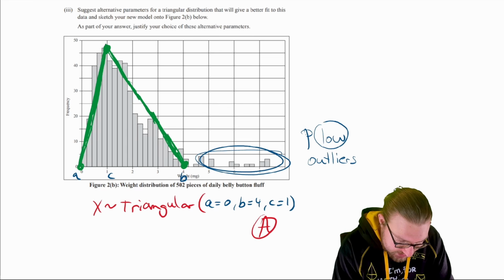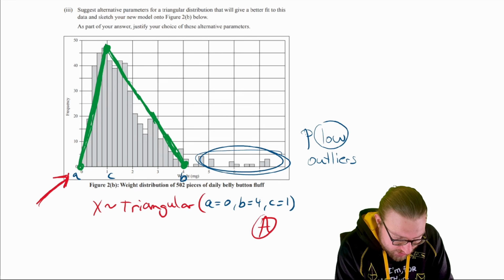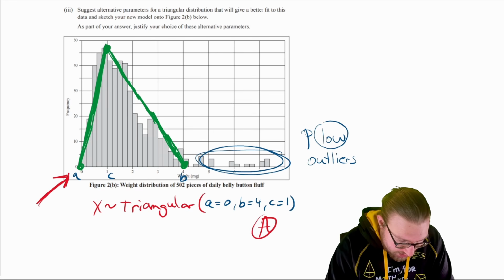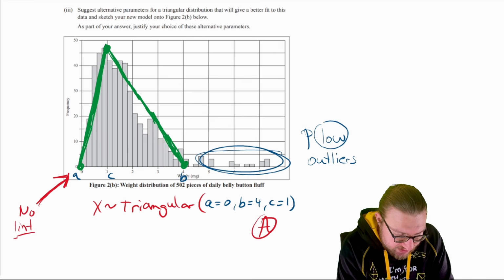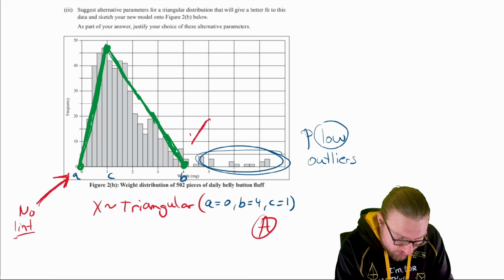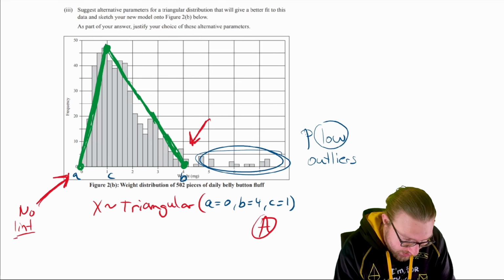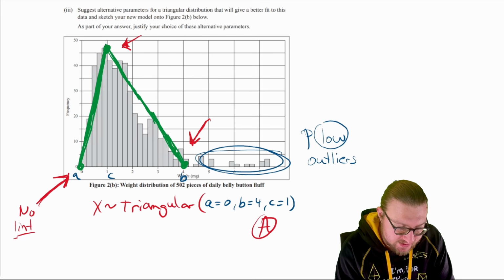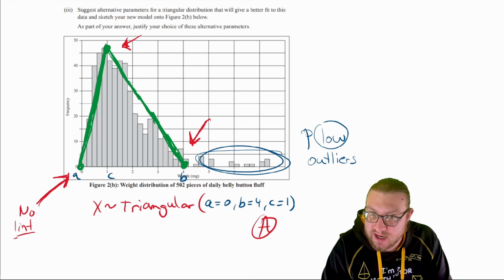So as I said before, if you start at 0, why do we start at 0? Because we can have no lint, right? So we definitely have to start at 0. That's a possibility. Why do I go to 4? That's because I'm going to call some of these an outlier. And why do I have C here in the middle? That's because that is the highest point in the graph and it looks like it is the most frequent option very close by.